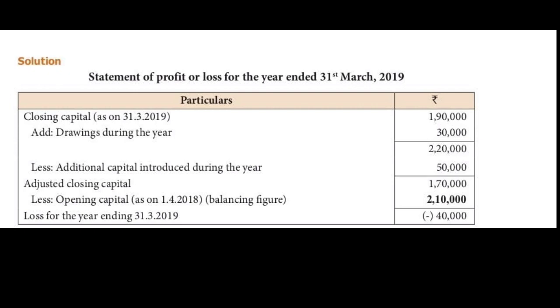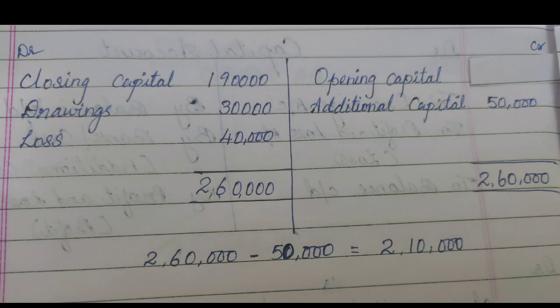Ma'am, this step is too confusing for me. I cannot follow this. If you have any such difficulty, don't worry. We have the T method to follow. So, let's see the T method.